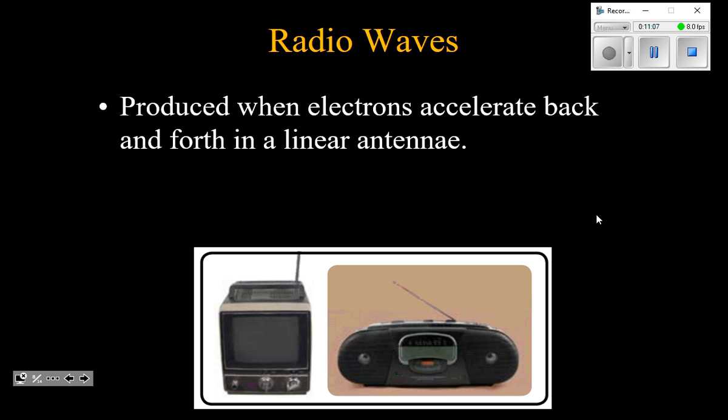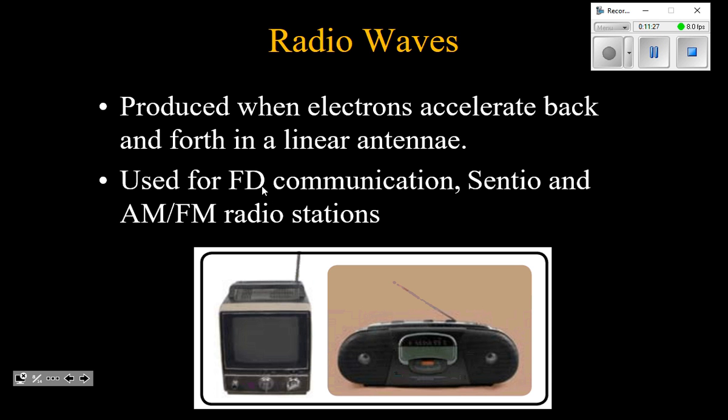So radio waves are produced when electrons accelerate back and forth in a linear antenna. So the linear antenna on the top of my fire department radio I just keyed, it sends the electrons up to the top, they stop, turn around, come back down, back and forth up that straight line. Whenever you have electrons changing like that in a straight line, it produces radio waves. Used for, in this case, fire department communication, the old blue boxes of the Centios we used to use for smart response system, and for AM and FM radio stations.